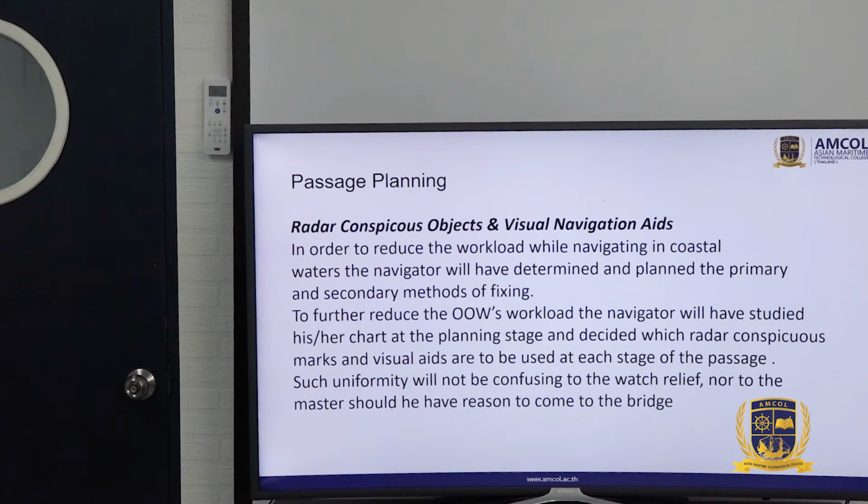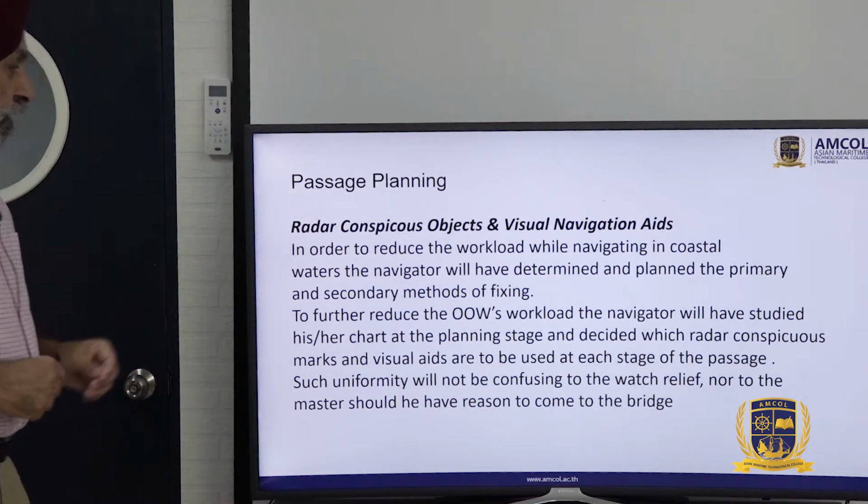Then in your passage planning, you need to identify which are the radar conspicuous.